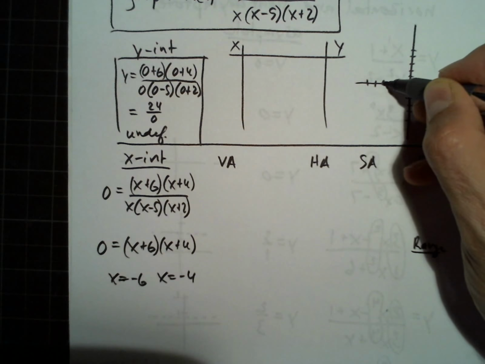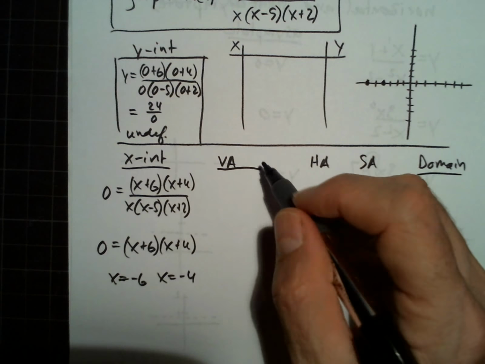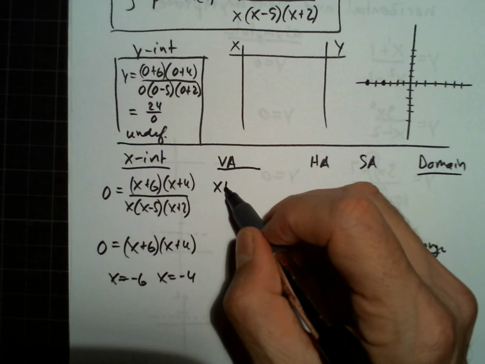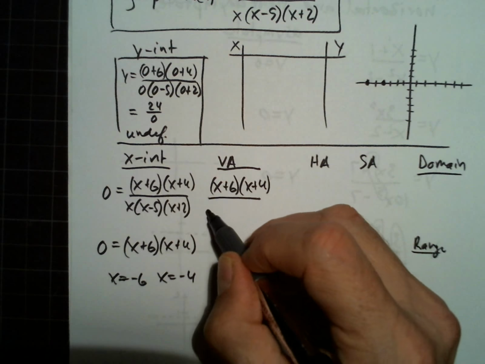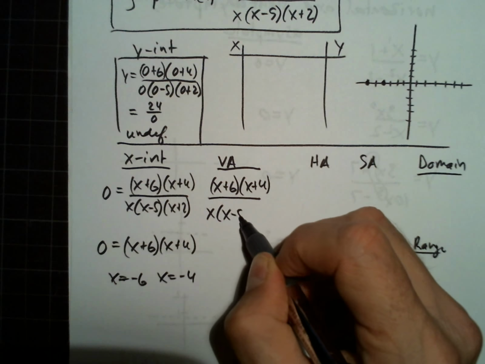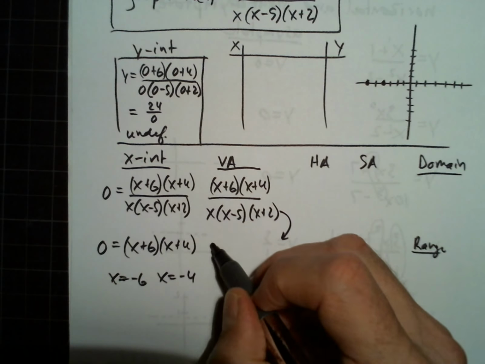One, 2, 3, 4, and 6. We know those are x-intercepts. Let's look for the vertical asymptote. That's when the denominator equals 0. So we want to make sure this equals 0.